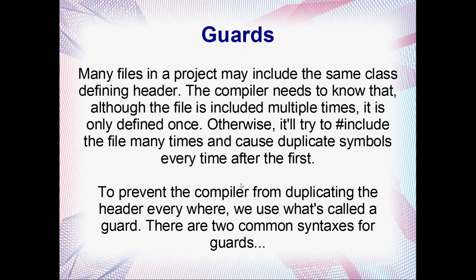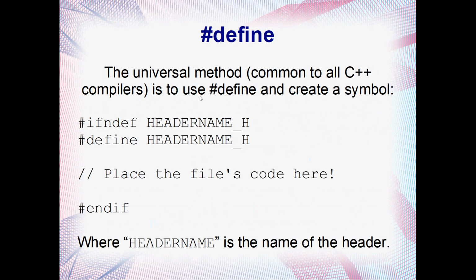So there's two common syntaxes for guards. The first way, and the proper way to do it, the universal method, which is common to all C++ compilers, is to use define, to define a preprocessor symbol. #ifndef, or if not defined, that stands for. Remember the pound or the hash at the start, and then header name underscore h. You can call this define whatever you want. I tend to use whatever my header's name is and then underscore h. Then define whatever that symbol is. Then you place your code. Then you've got #endif down the bottom.